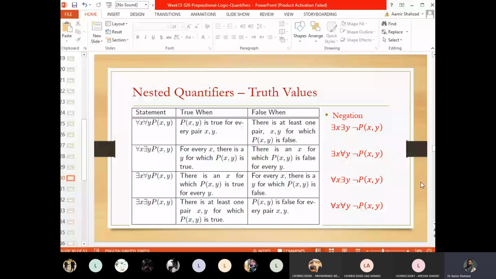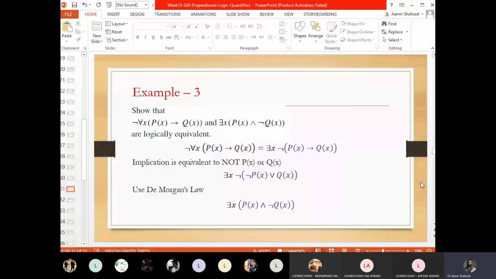Let's do some examples. We can come back to, or we can just do it. So show that if we are going to have implication for all x, p of x implies Q of X, and we are going to negate this implication. So this is going to be there exists X, P of X and not Q of X. So these are logically equivalent, these are same.